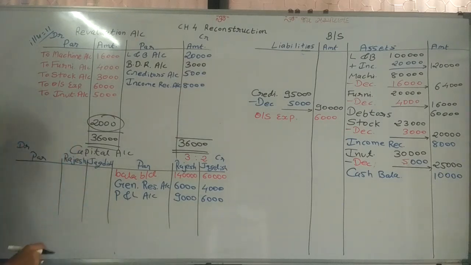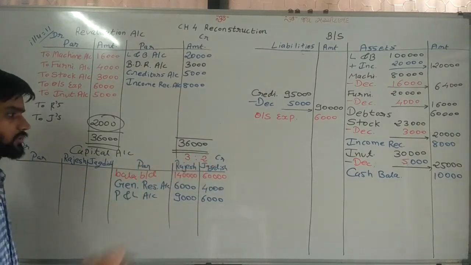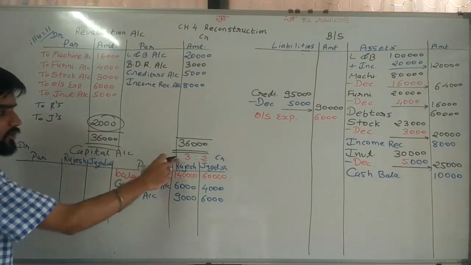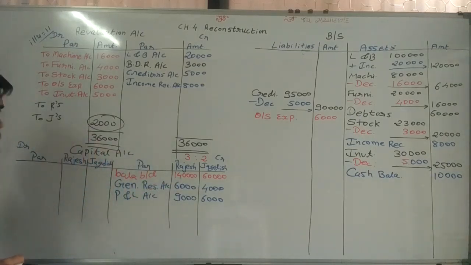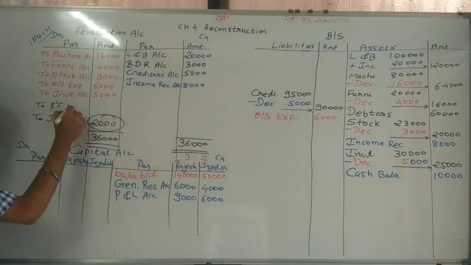Now this 2,000 we are distributing among the partners. Now partners are Rajesh Capital and Jagdish Capital. Now 2,000 rupees is distributed in the ratio of 3:2. So 3:2 ratio, 2,000 into 3 divided by 5. Same way 2,000 into 2 divided by 5. You will get 1,200 and 800 rupees.